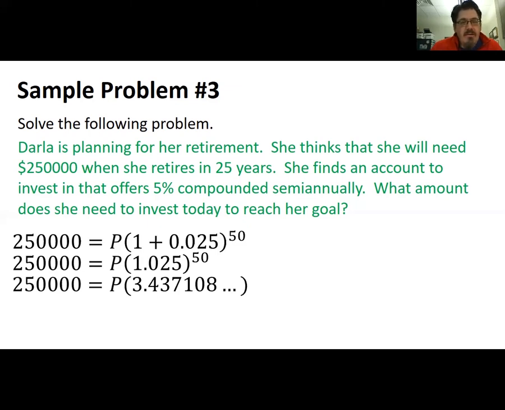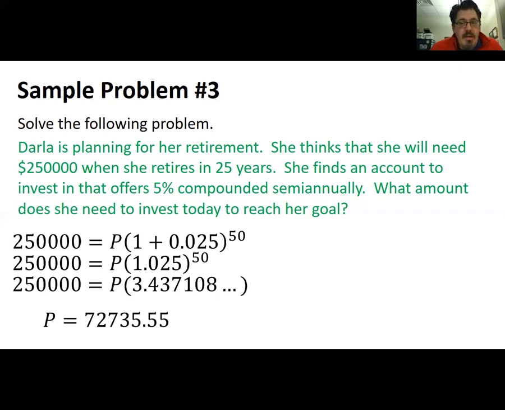And now I need to just solve this mini equation. So we have a lot of simplifying going on to get it to this point. I need to get P by itself. So what we need to do is divide both sides by our decimal number, the 3.43. When I do that, 250,000 divided by 3.437108 gets us an amount of 72,735.55.